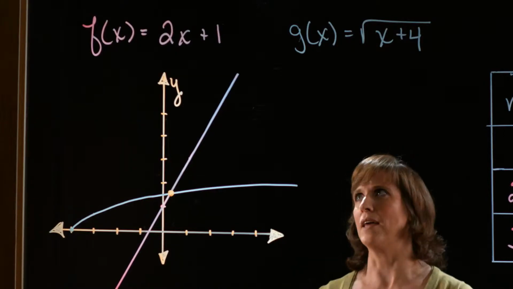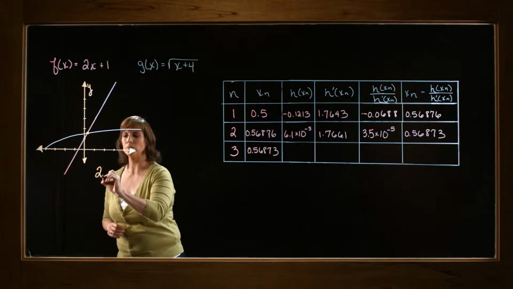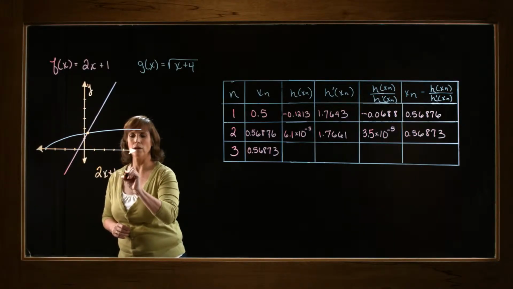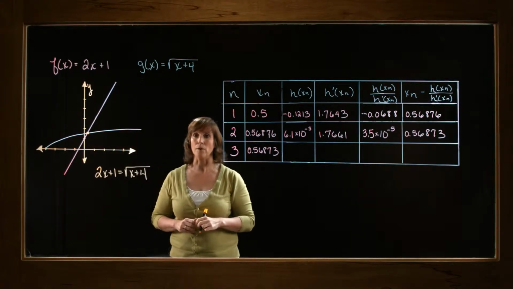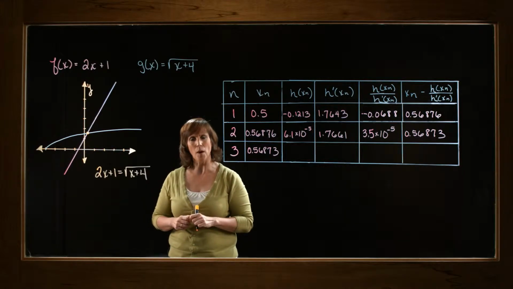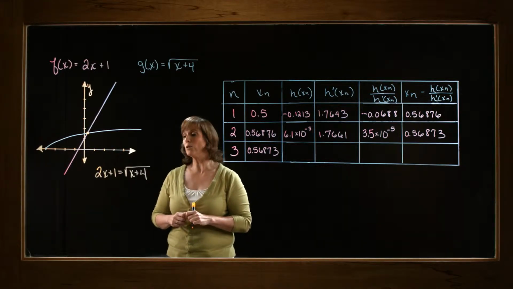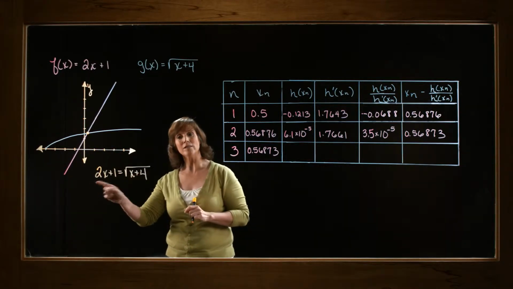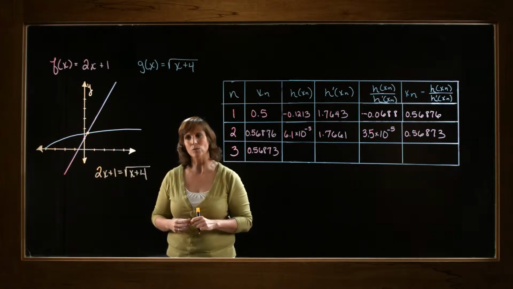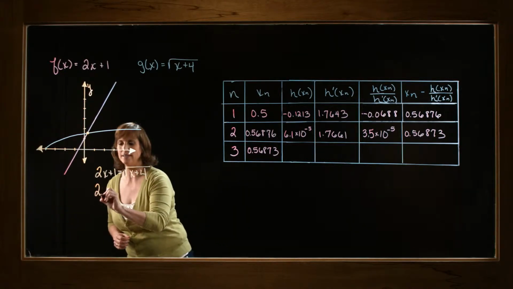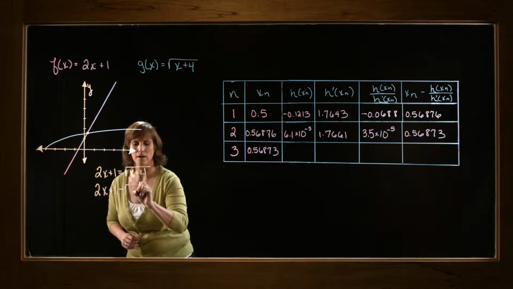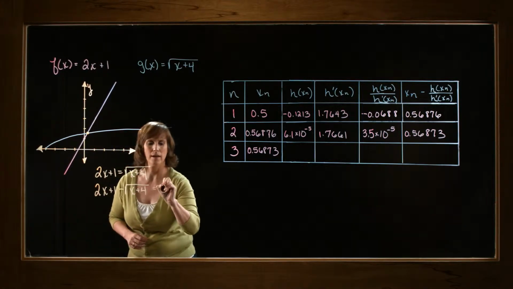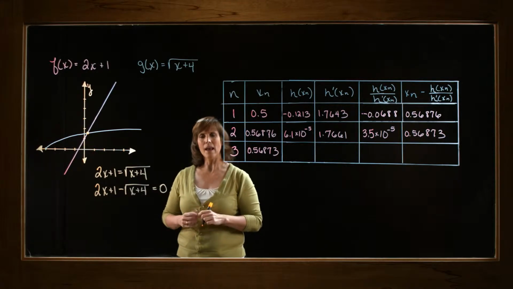So let's go ahead and do that. Let's set 2x plus 1 equal to the square root of x plus 4. Now, how would you solve that equation? Well, we're going to move the root over to the left-hand side so that I have it set equal to 0. So I'm going to write this as 2x plus 1 minus the square root of x plus 4 equals 0.